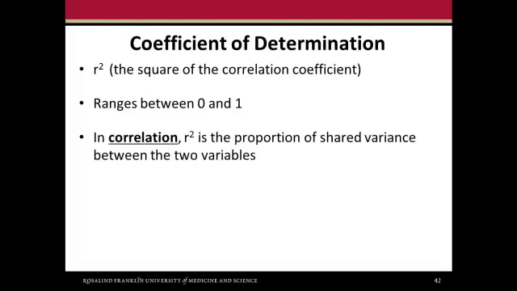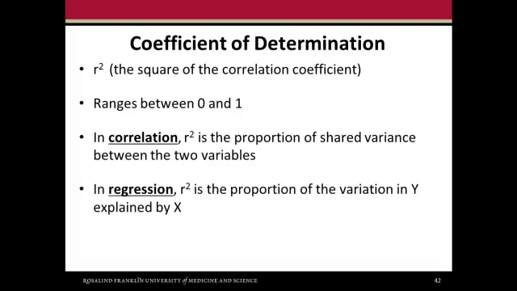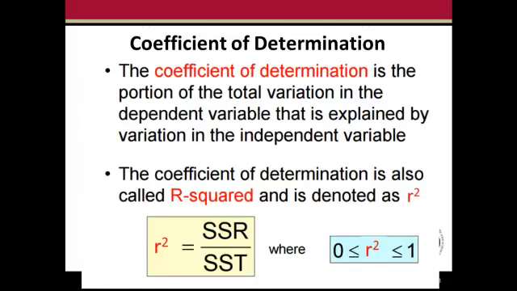And in correlation, R² is the proportion of shared variance between the two variables. And in regression, R² is the proportion of the variation in y that is explained by x. And often when you complete a linear regression, you'll want to know what that R² is, because it's how well does that line fit the data. And this coefficient of determination is the proportion of the total variation in the dependent variable, so y, that's explained by variation in our independent variable, which is x.